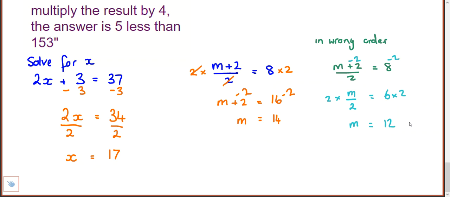I can check it by doing 12 add 2 is 14, divided by 2 is 7, but I need 8, so I must have done something wrong. That's how you check your answer, exactly. So this one's in the wrong order, so we have to be very careful about that. That's why it's very important that you think of what it says in the language.